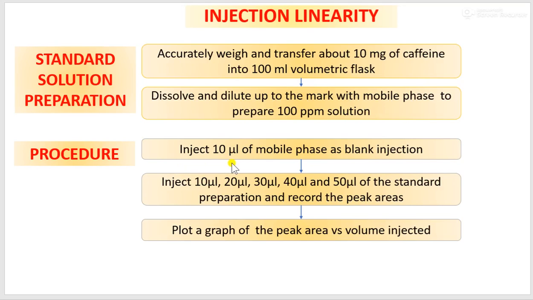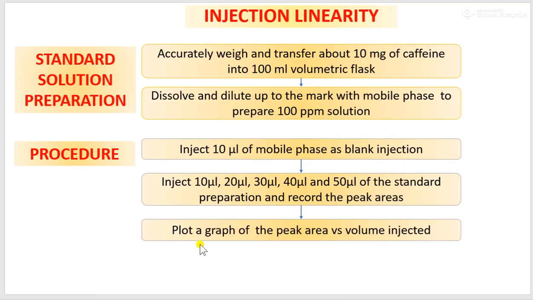You have to inject blank first, followed by different volumes of the 100 ppm solution. Of course, you have to filter the solution and fill it into the vial. Place it into the HPLC system and inject different volumes from the same vial, that is 10 microliter, 20 microliter, 30, 40 and 50, and record the peak areas for these volumes.